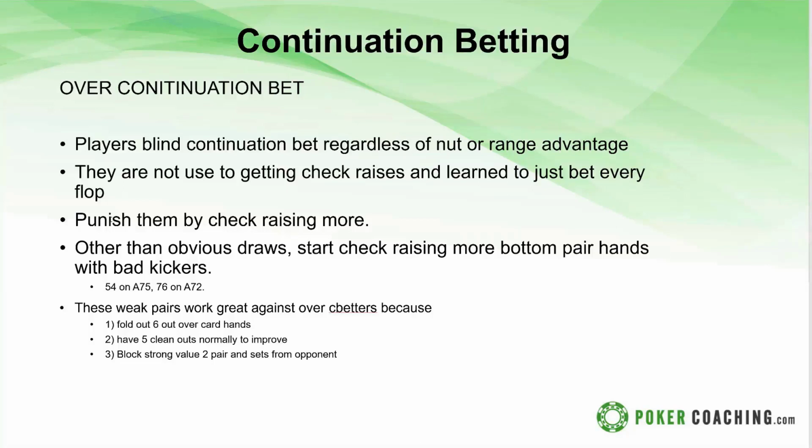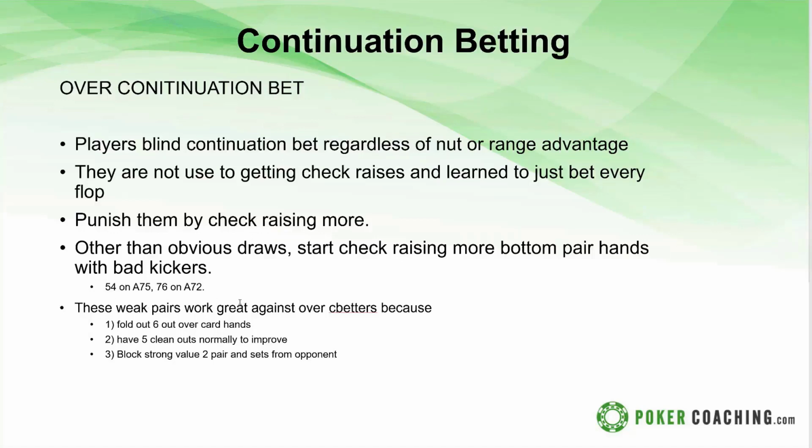And so I didn't put exploit here, but other than the obvious draws, start check raising more bottom pair hands with bad kickers. So if you were on the last webinar or 2 webinars, we talked about like on the ace-7-deuce, the big blind versus early position does a lot of check raising with hands like deuce 3, deuce 4, deuce 5 with backdoor flush draws, hands like 7-6 and 7-5. On this ace-7-5 board, a hand like 5-4 suited or 5-3 suited or 7-6 suited or 5-8 suited, cards that kind of wrap around the 7 or the 5 or the wheel draw with a pair.